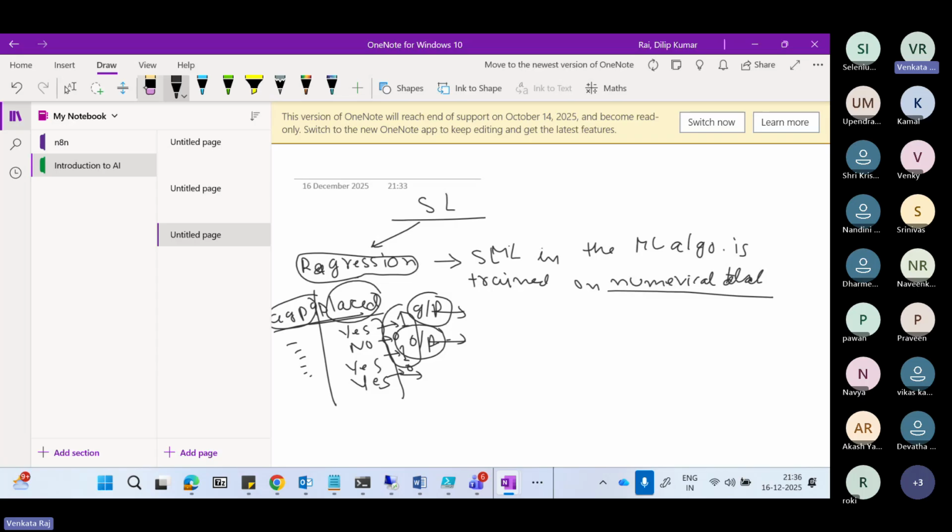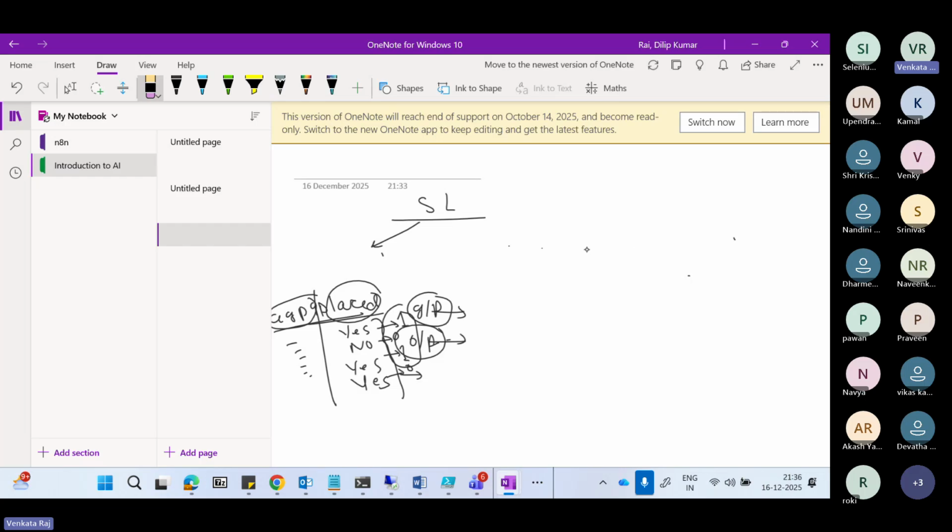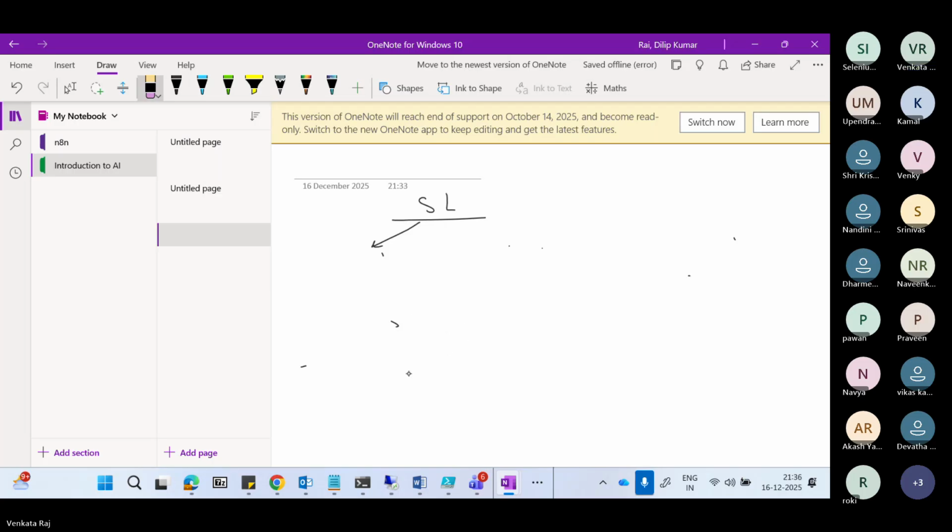Now, there is one more type of supervised machine learning. This is regression, in which we have fed the output data on which the model is trained as numerical data. Now in supervised machine learning, we have one more type of machine learning, which is categorical. From the name itself, you can understand that in this we feed input and we feed output, but the output is categorical data.